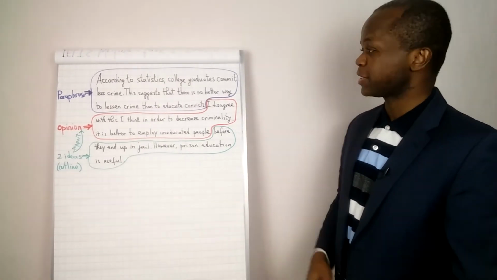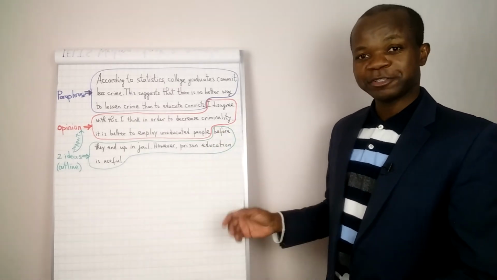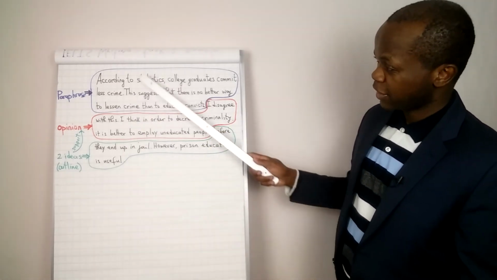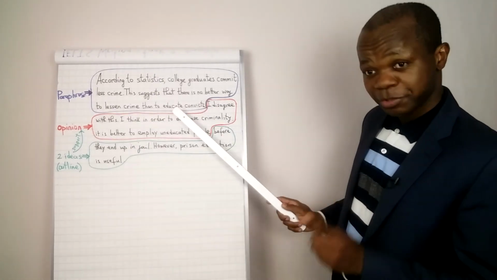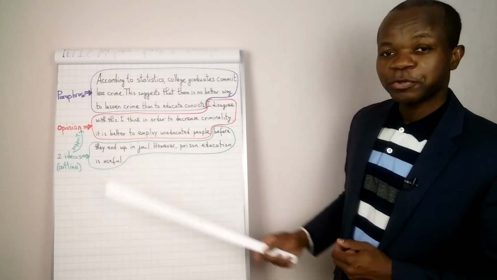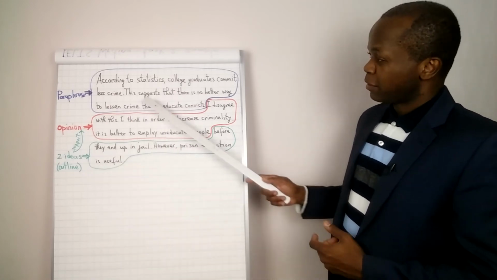All right, so this is the introduction that I drafted, the final version. And as you can see, there are three parts. The paraphrase is in blue, my opinion in red, the most important thing, and then my two ideas that are the outline of my body.